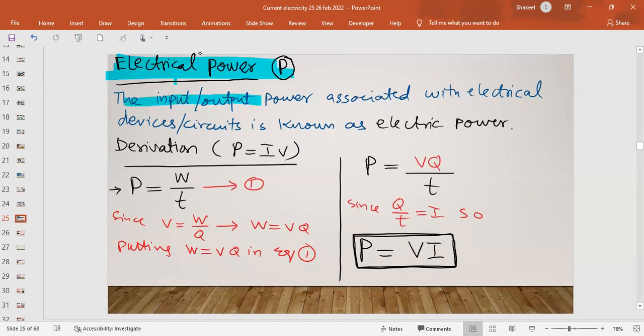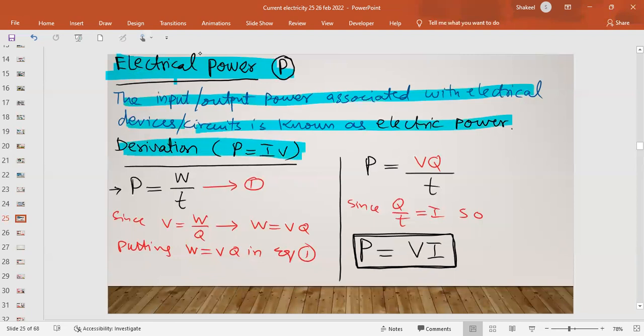Okay, so the input or output power associated with electrical devices or circuits is known as electrical power. And we know that P equals IV. That's a common equation. We have to derive it. You know, power is work over time. And we also know that potential difference is work over charge.